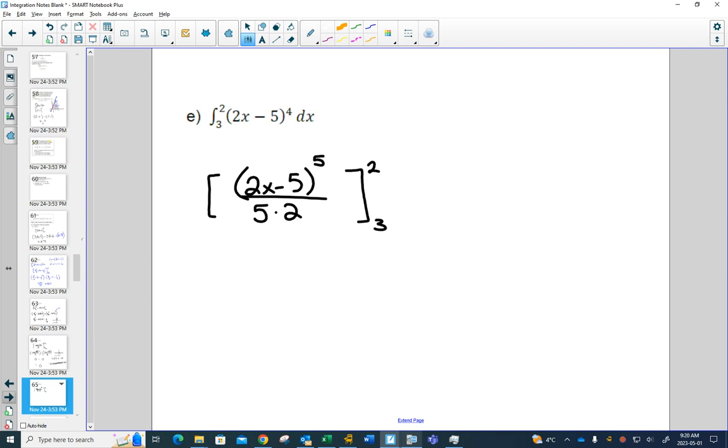Now, initially, if you were thinking about this question, you might say, Mr. Jared, did you make a typo? Because you're now trying to find the area from 3 going to 2. And normally, when we're finding the area between two things, we'd have the lower number first and the upper number second. So this seems wrong, like it's a typo. It wasn't a typo. You are allowed to do that, okay?